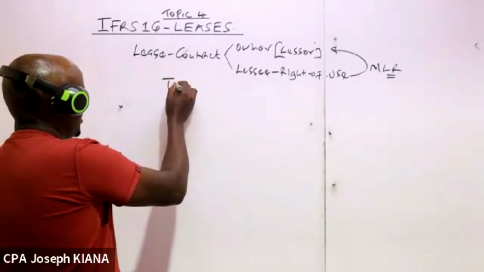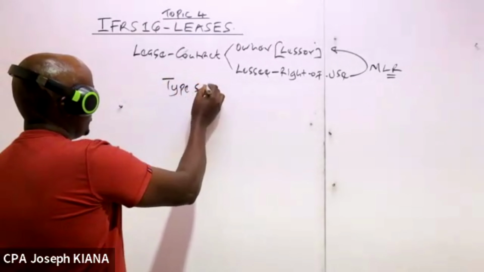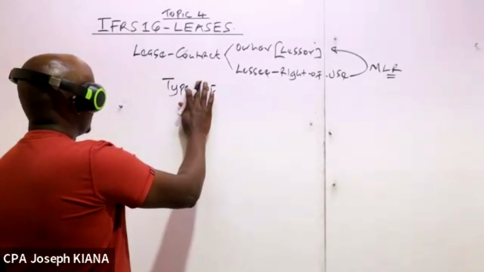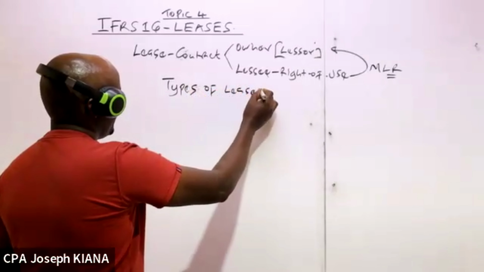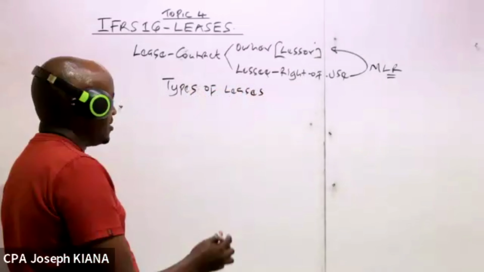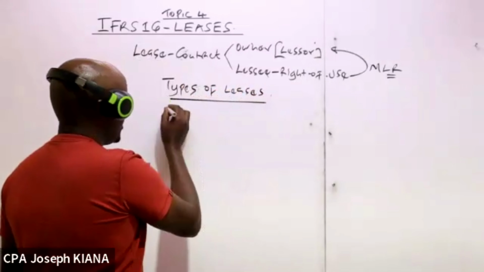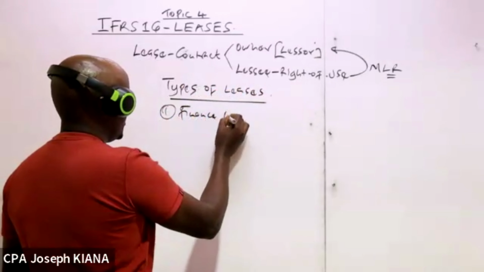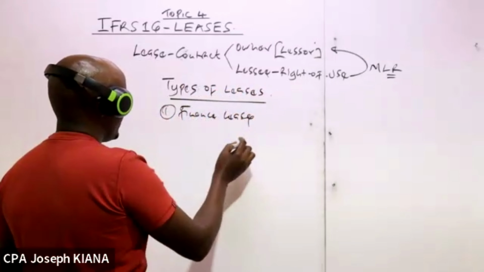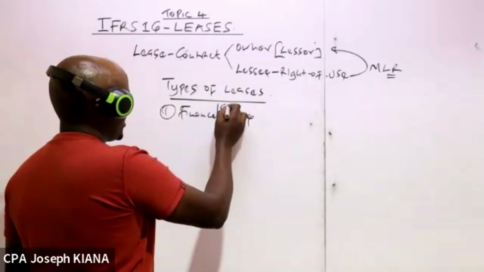Now, generally, for accounting purposes, this particular standard, that is IFRS 16, classifies leases into three main categories. Number one, we have something called the finance lease. Some books use the word capital lease.